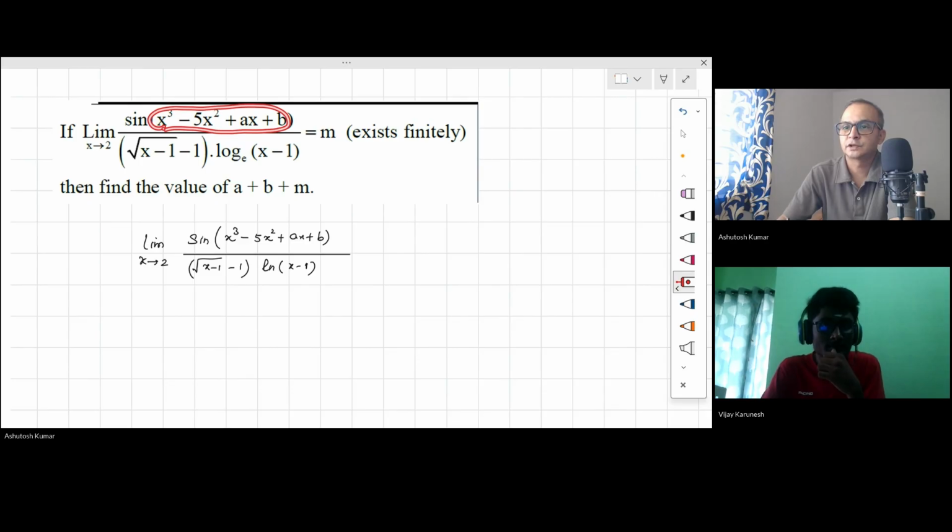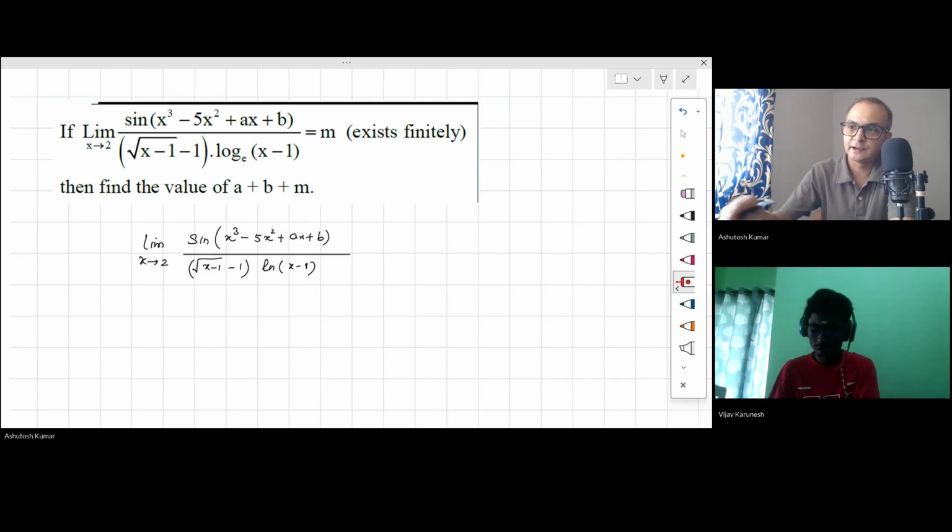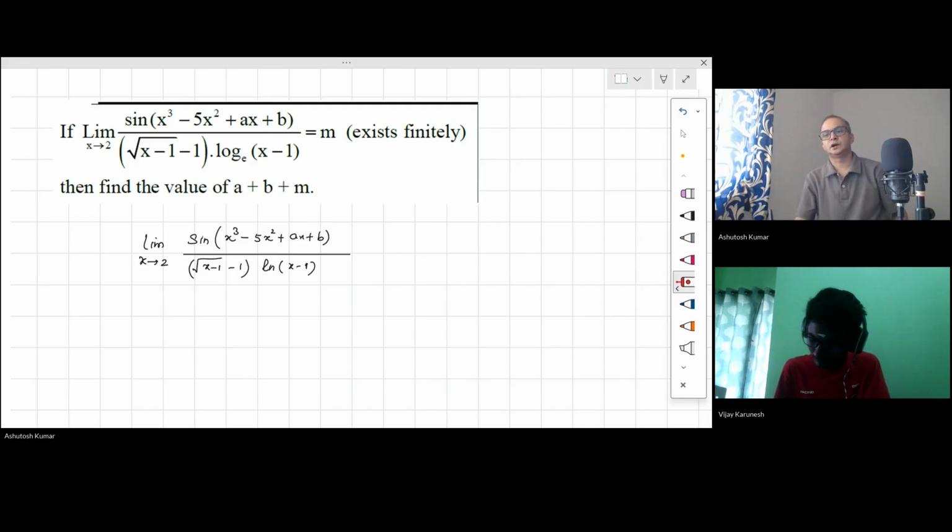Because it is a cubic polynomial, at pi there is less chance to get it 0. Less chance means almost no chance. Or 2 pi, because sine can be 0 at pi or 2 pi also. But this is cubic, so this is going to be 0. Whenever the sine is going to be 0, then that angle is going to be 0, then only it is possible. So you have to assume that it's a 0 by 0 form, correct?